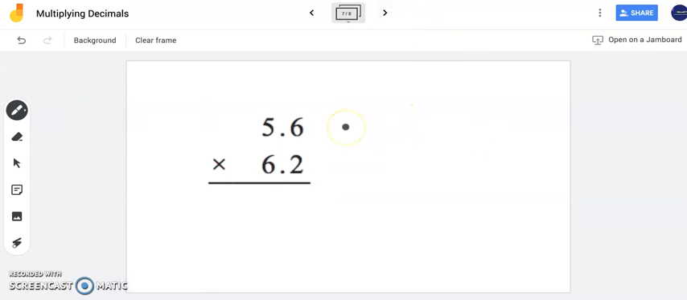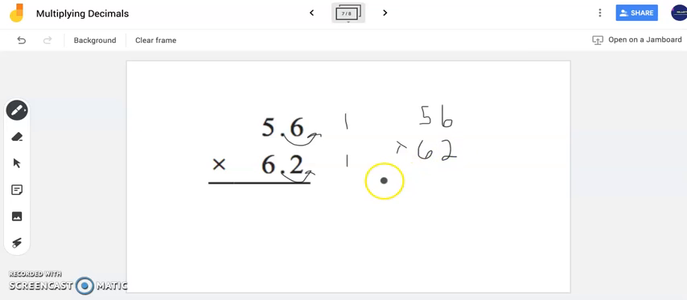Now for this next problem here, I already rewrote this problem vertically. You have 5 and 6 tenths times 6 and 2 tenths. The first thing you want to do is eliminate your decimal points so you can multiply. I'm going to multiply by 10 here, moving it 1 place to the right, and I'm multiplying by 10 here again, moving it 1 place to the right here. So that means I'm moving my decimal point 2 times to the right in this question. That's telling me I multiplied by 100, giving me 56 times 62.